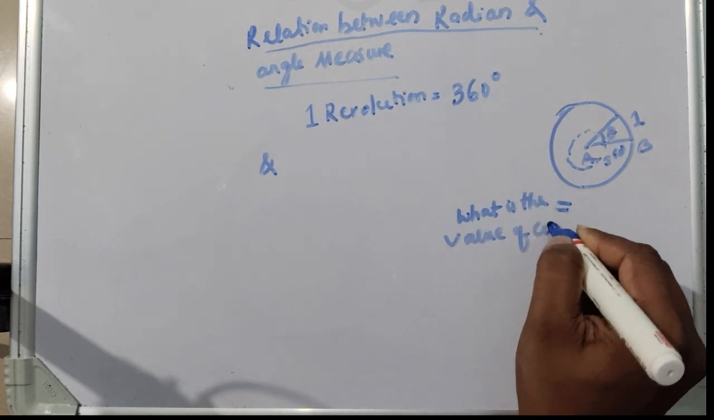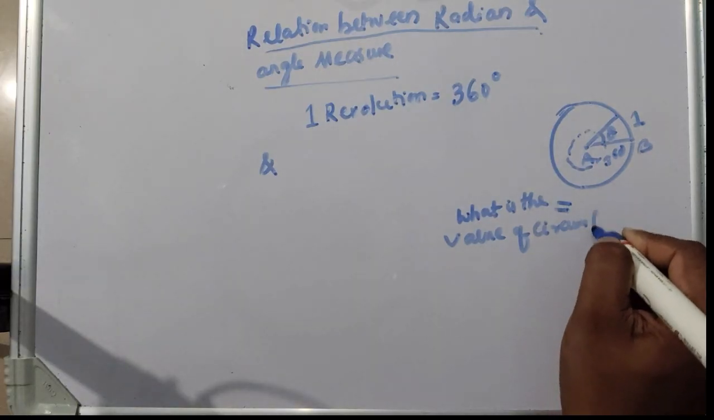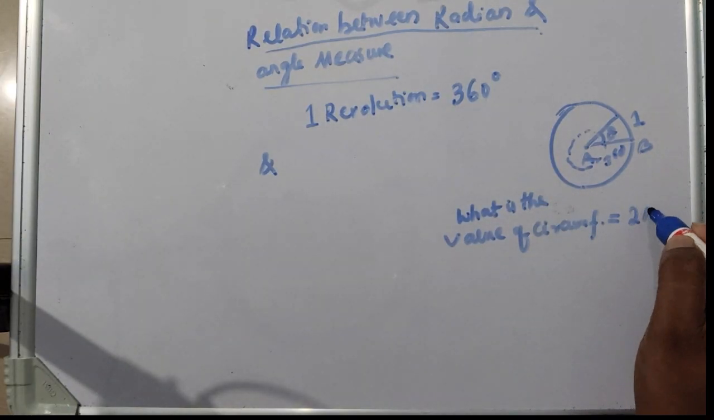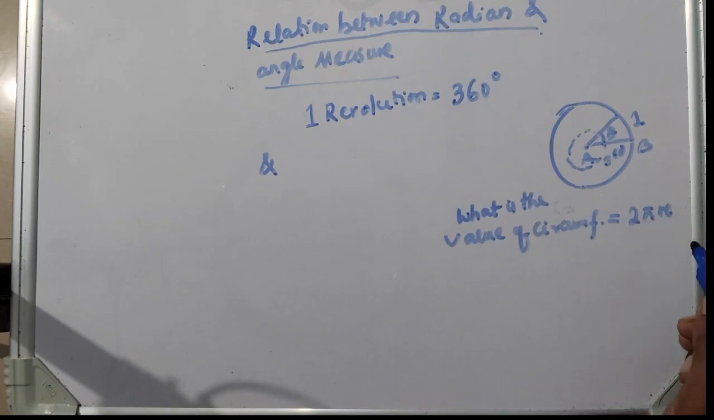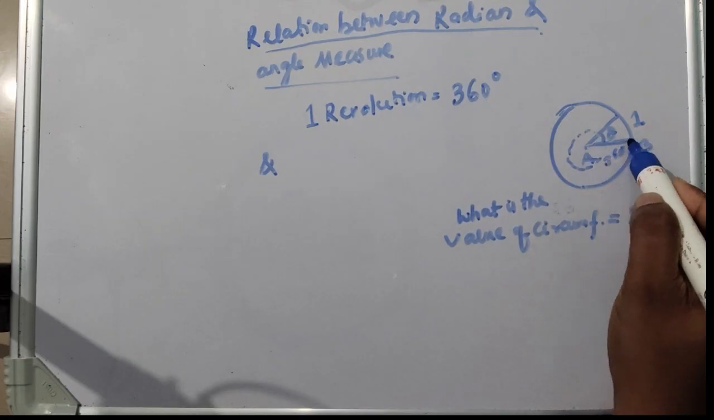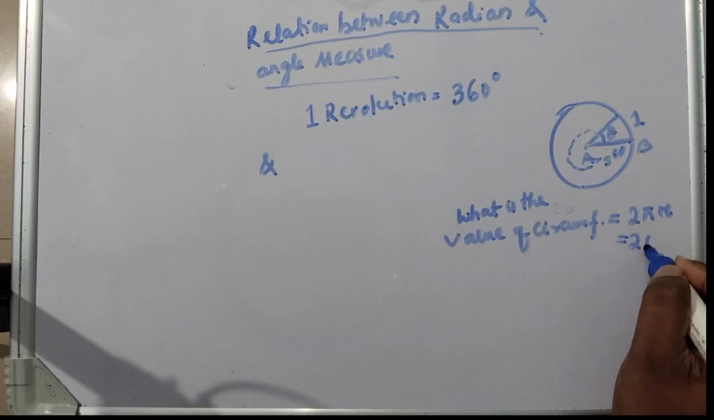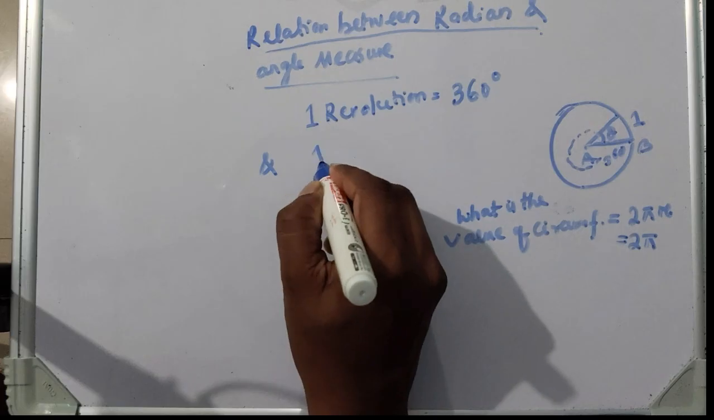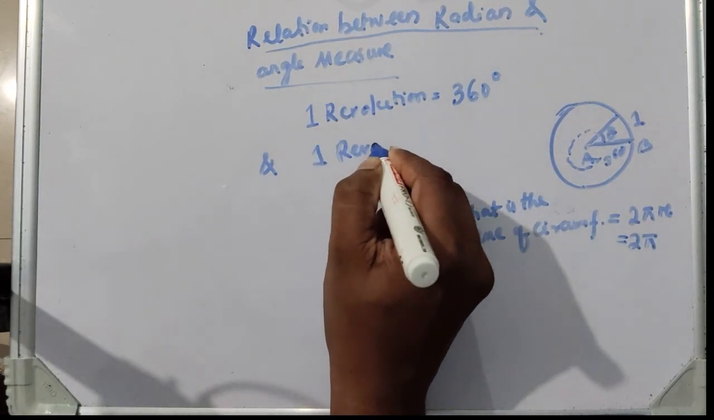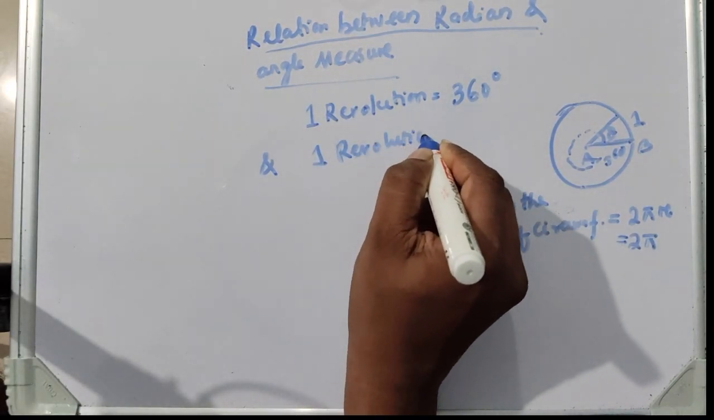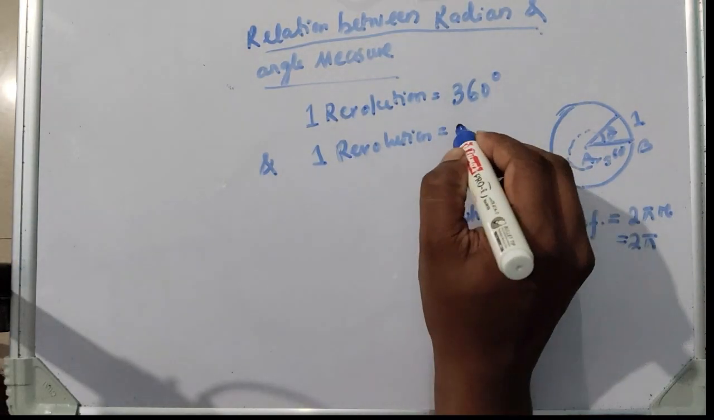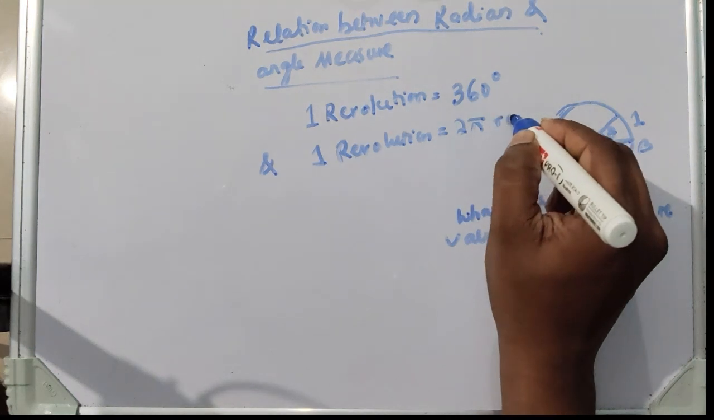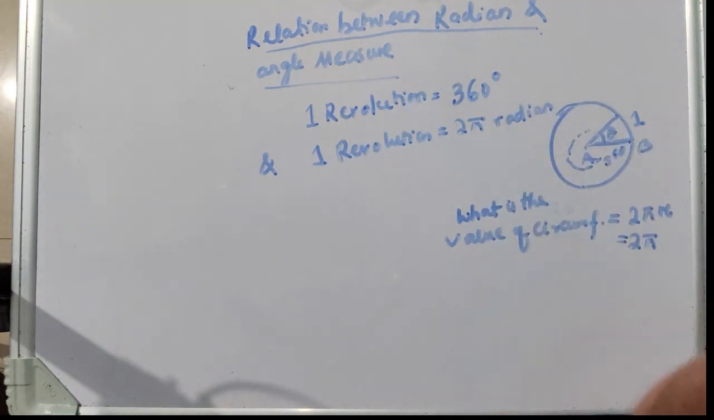Value of circumference. The value of circumference will be 2 pi r. But if this r is 1, then the value becomes 2 pi. So one revolution is also equal to 2 pi radian. Why is radian mentioned over here?